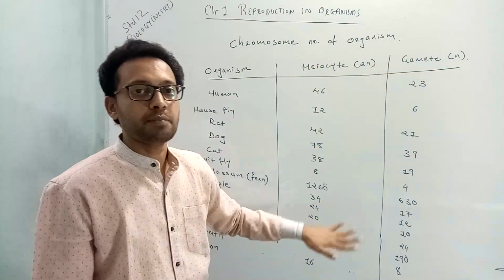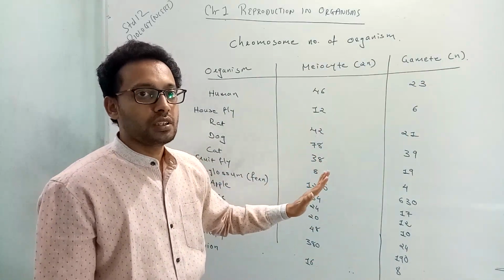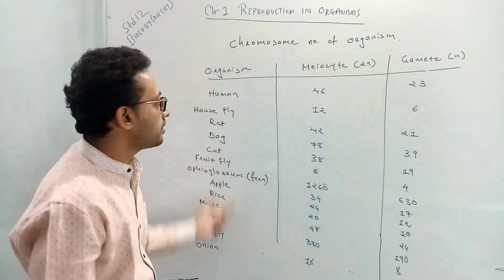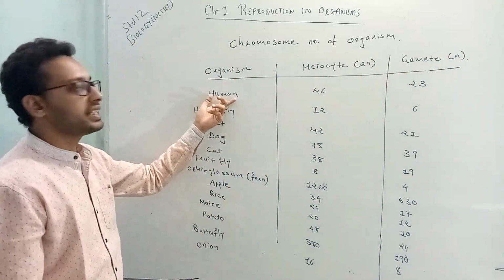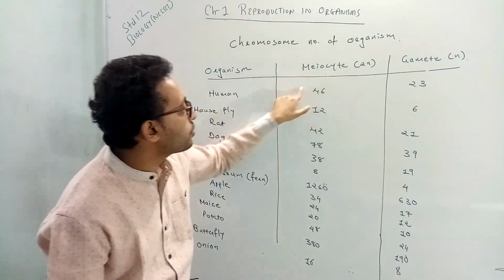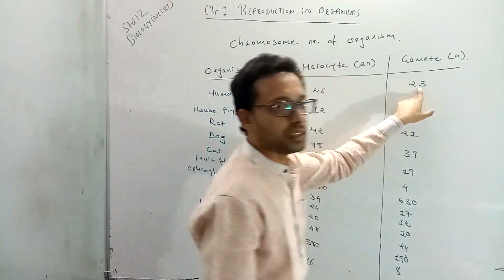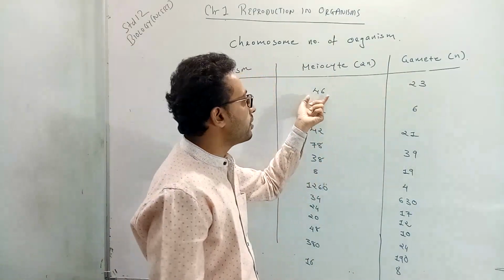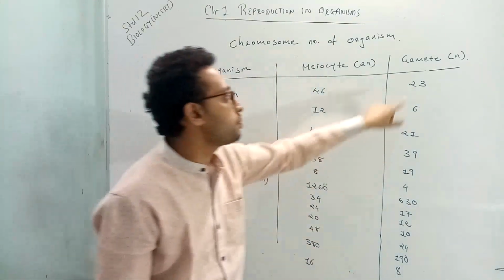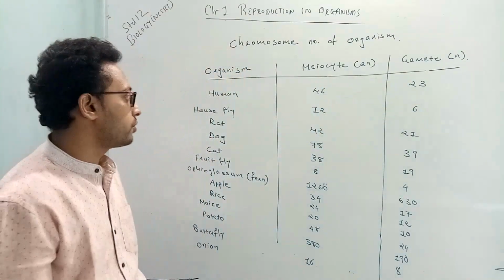These numbers are very important from an exam point of view. So you have to remember these numbers. How many chromosomes are present in meiocyte and gamete of different living organisms? Very easy example, human being. In the meiocyte of human being, how many chromosomes are present? 46, 2n number. And in gamete, how many are present? 23. Clear? Meiocyte of human being contains 46 and gamete of human being contains 23. Means sperm and ovum contain 23 chromosomes, but the meiocyte contains 46 chromosomes.